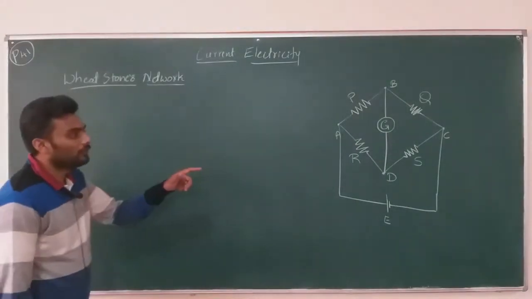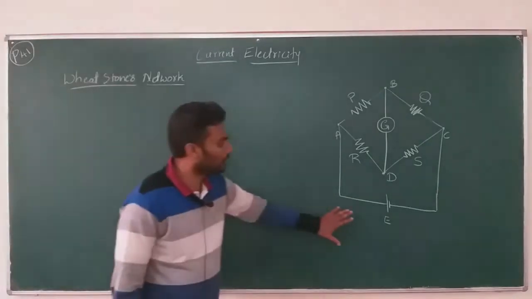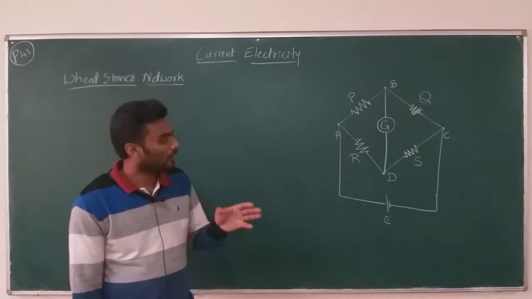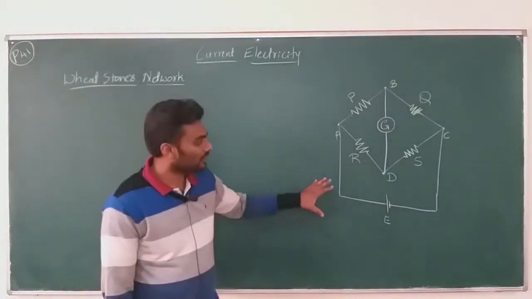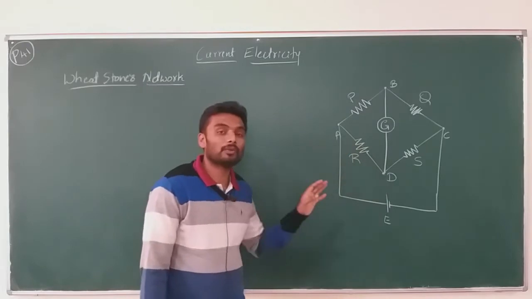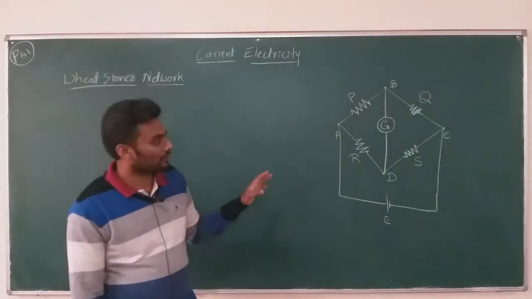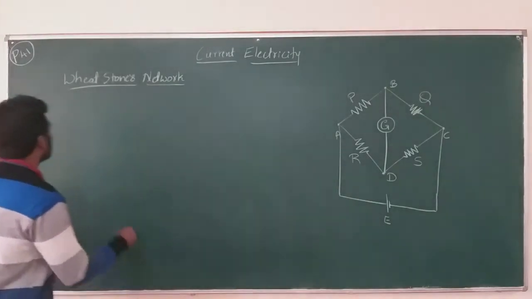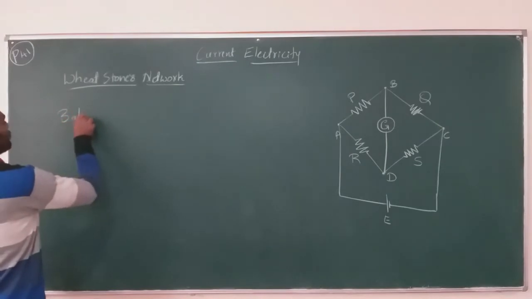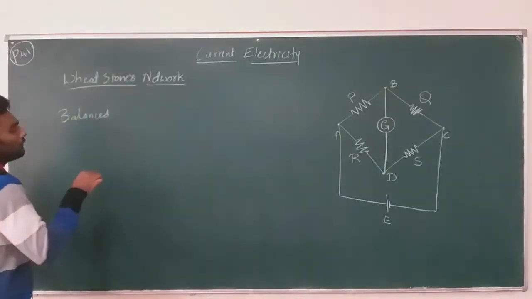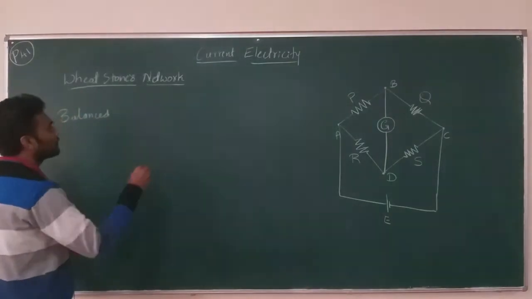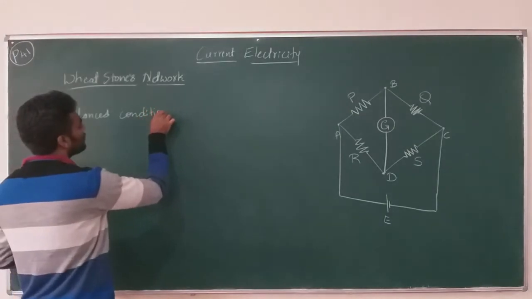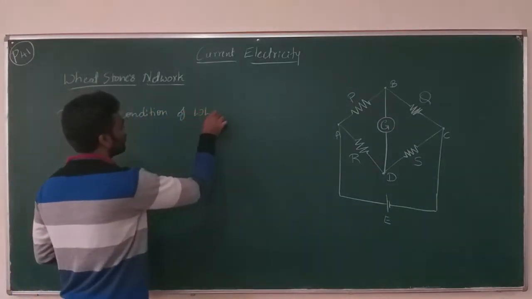Now there are a few considerations that we need to make before we start the derivation. But before we go for the considerations, we need to know what the balanced condition of this Wheatstone's network is. When the entire Wheatstone's network is balanced, we call that the balanced condition of Wheatstone's network.